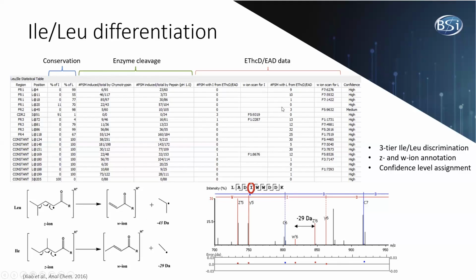If we don't have sufficient ETHCD data or spectra supporting I or L, we also can look at the enzyme cleavage data. So basically, we look at the number of cleavages induced by chymotrypsin and pepsin, which preferentially cut after leucine. Then lastly, we can look at the percent conservation. Using an internal database, we can look at how frequently leucine or isoleucine occurs at each of these positions. But of course, we can't always rely on conservation, especially in the CDR regions that are highly variable.